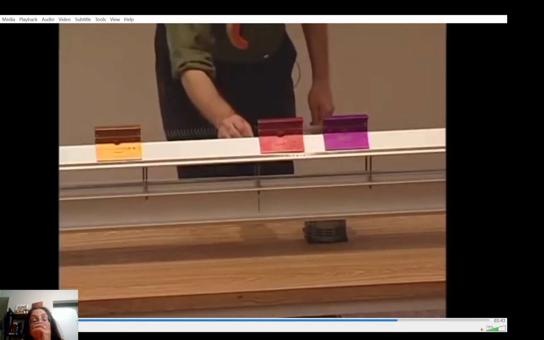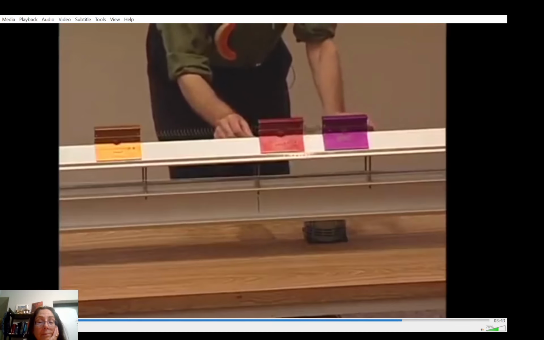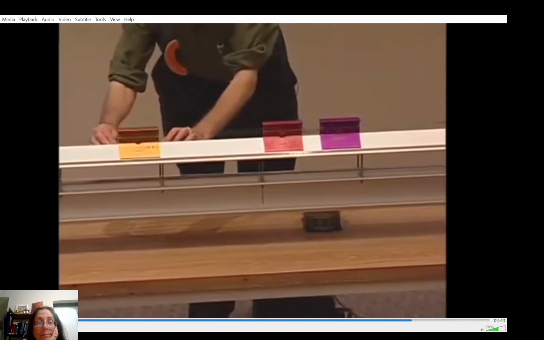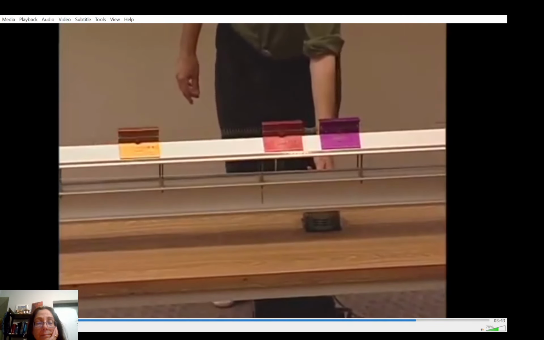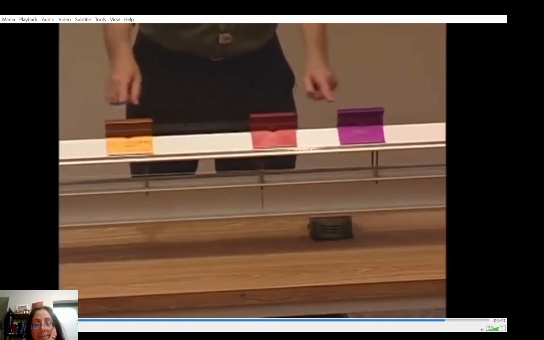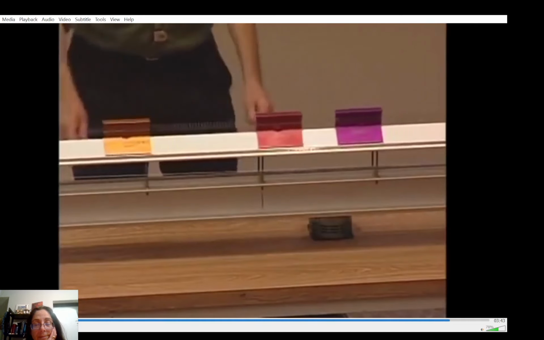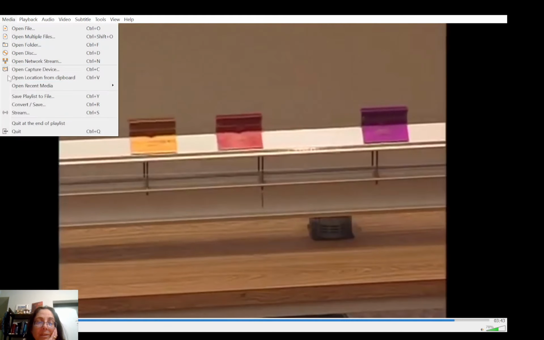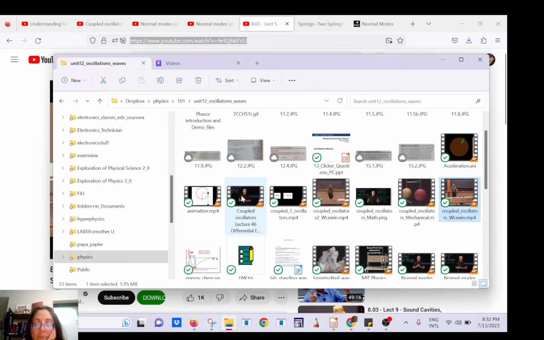You ready? Three, 2, 1, 0. One and only one frequency. And every adjacent one is out of phase with the other. These are out of phase, but these are in phase, because these are out of phase. Okay, so I think it's an amazing demo, very good demo.